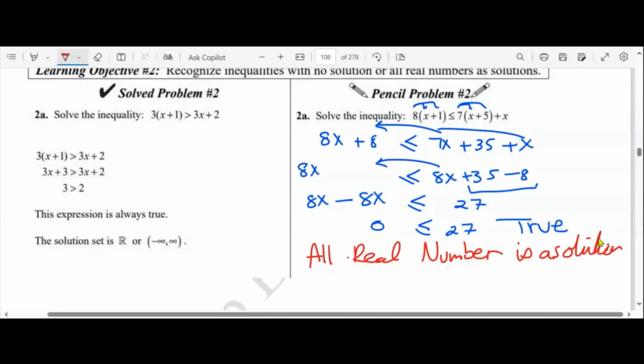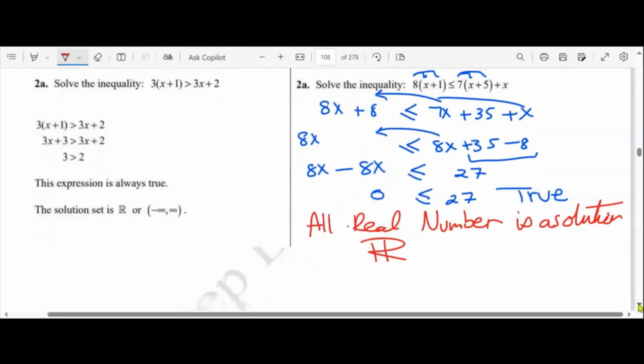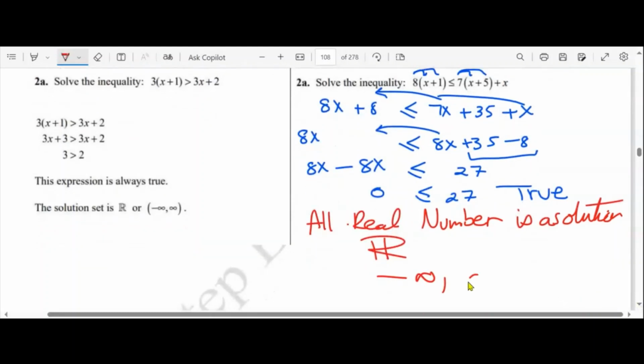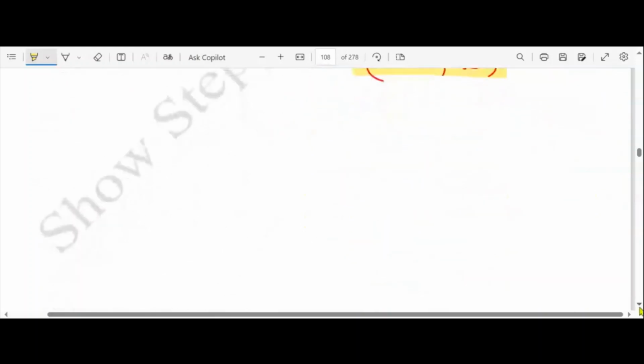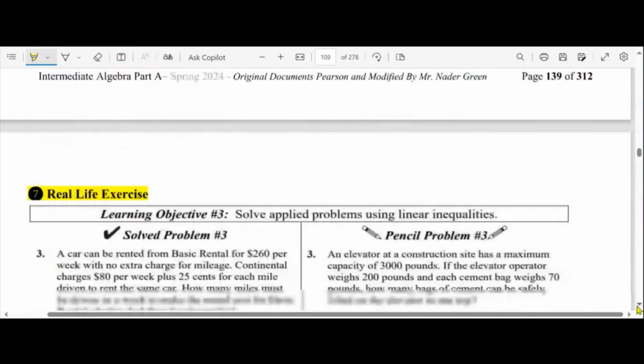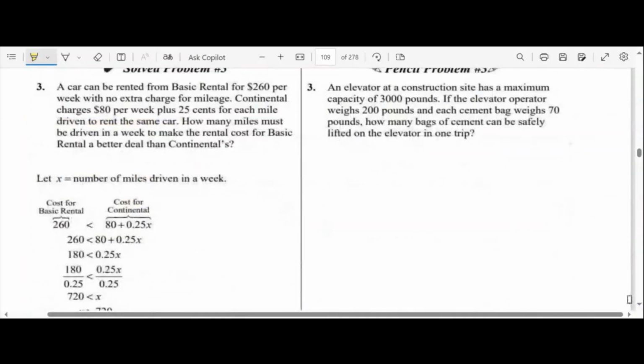Can we write it in math? How can I write it in math? R. Can I write it another way? Is this clear or not clear? Any questions? Yalla, next one, the one next to you. Please read.